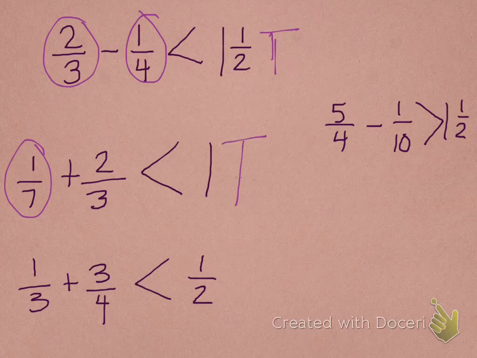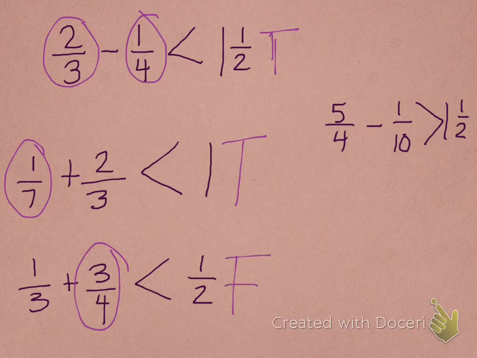Next I have 1/3 plus 3/4 is less than 1/2. If I look right here, 3/4 is already greater than 1/2. And then I'm adding 1/3 to it, so it's still going to be greater than 1/2. So I know this is false.